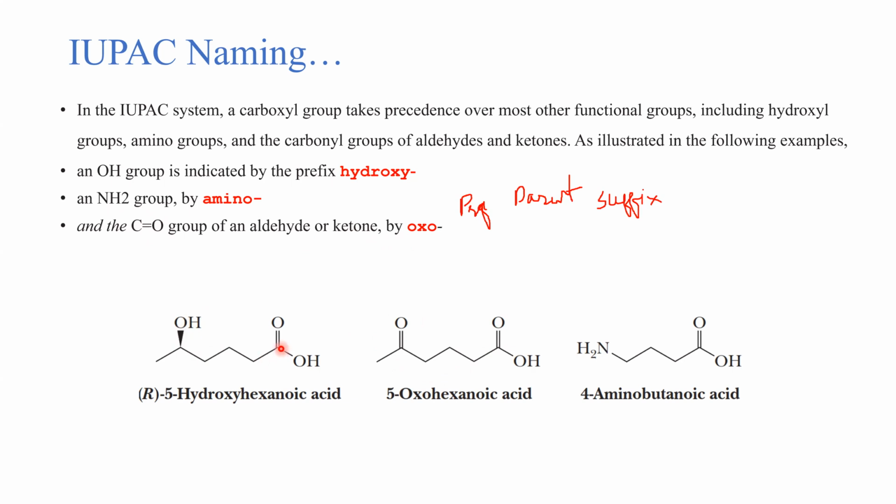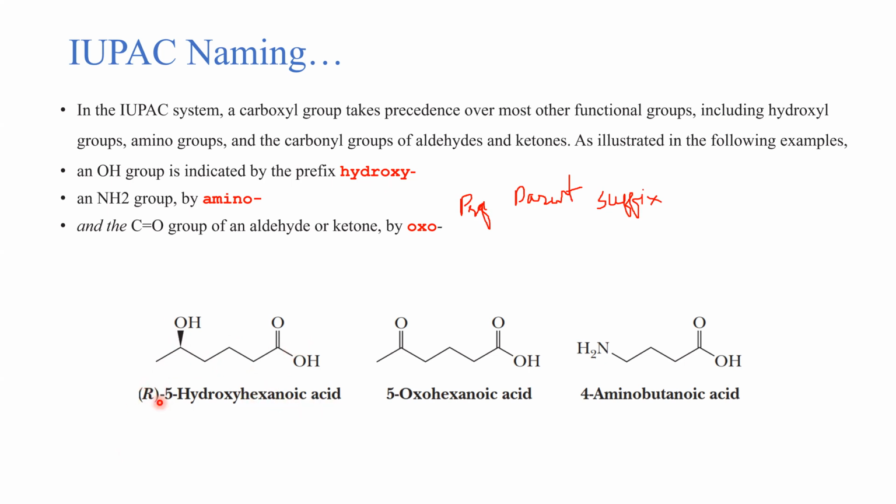Firstly, we have to locate the longest chain which contains the carboxyl group, because this is the major functional group. So 1, 2, 3, 4, 5, and 6. This is the fifth position where the OH group is attached. So for OH, we will write hydroxy. So this is the 5-hydroxy, and this is the 6-membered chain, including this carbonyl carbon. So this is the hexanoic acid.